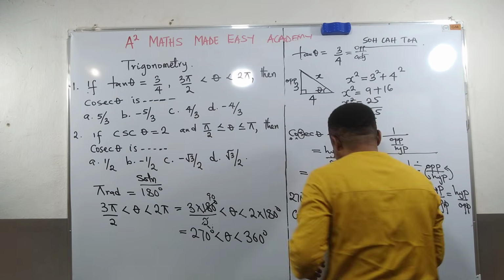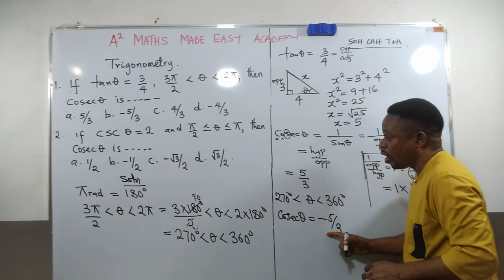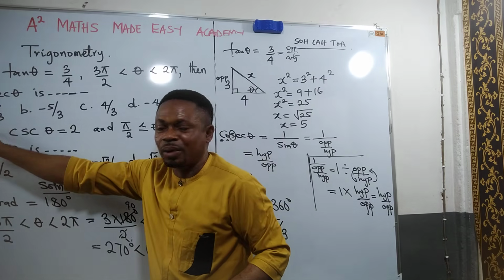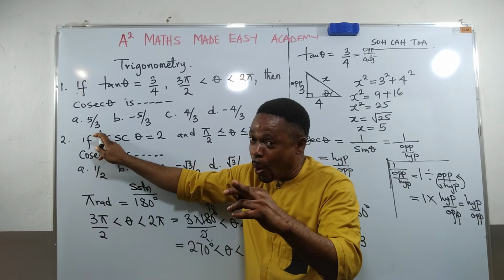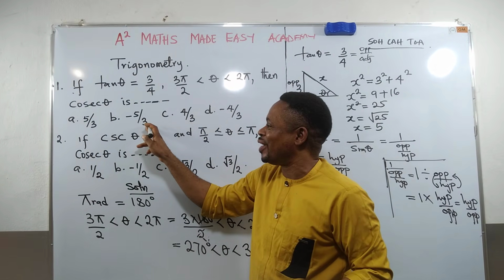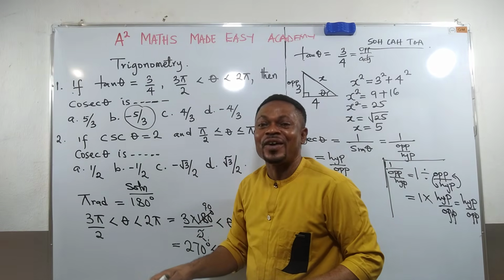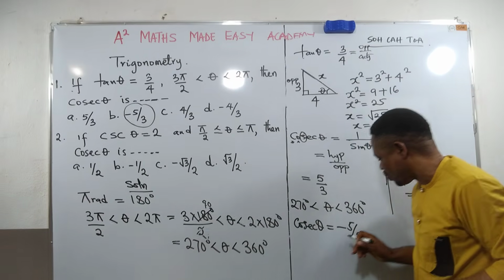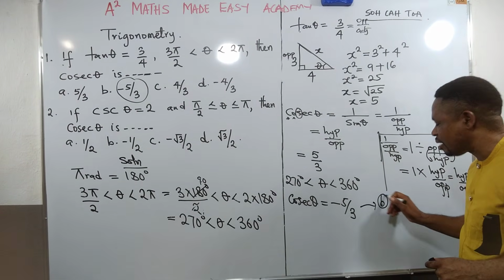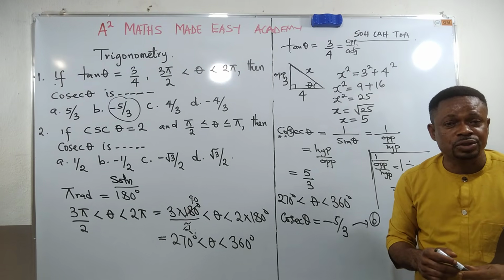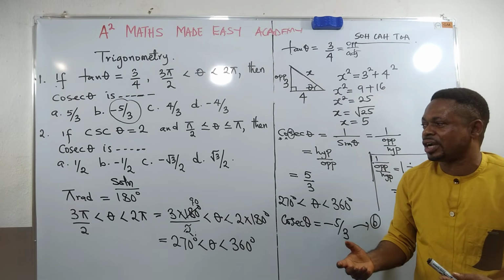Now let's take a look at the options in the answer. Option A is 5 over 3. No. Option B is minus 5/3. So which means the correct answer here is option B. Have I made myself clear? That is how to solve problems like this. I am done with question number 1. Then we now move to the second question.